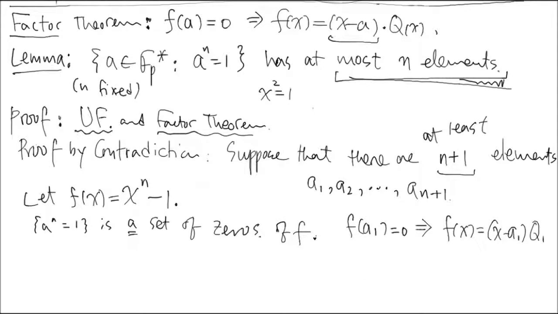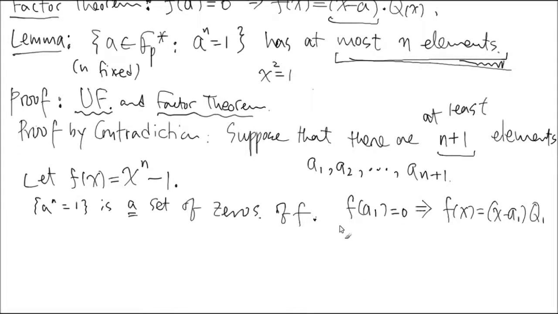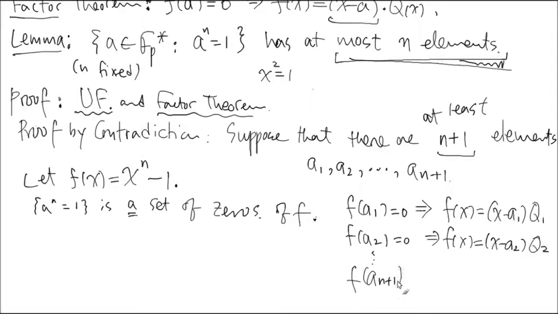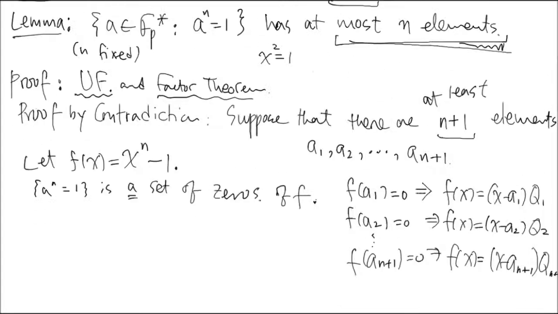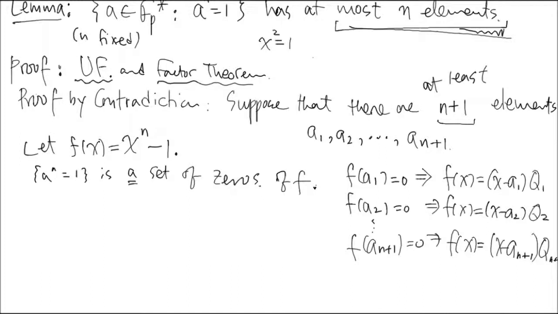So how many times are you going to do this? n plus 1 times. So just write one more time, and I want you to use dot, dot, dot, and write down the last item. f of a_{n+1} equals 0, f of x equals x minus a_{n+1} times q_{n+1}. Is that all right? So I've used all the factor theorems. Any question? Does it look all right?